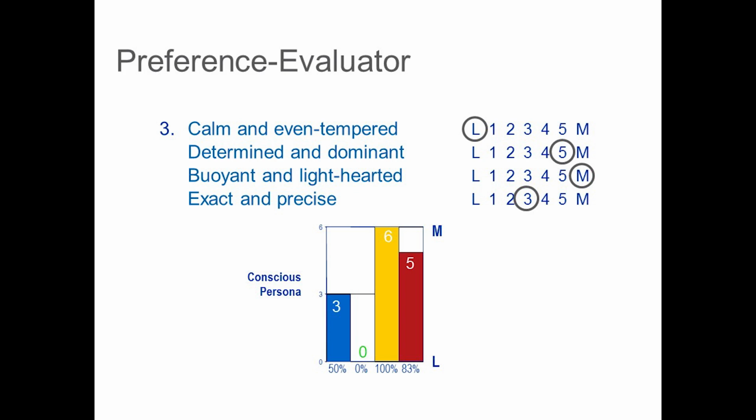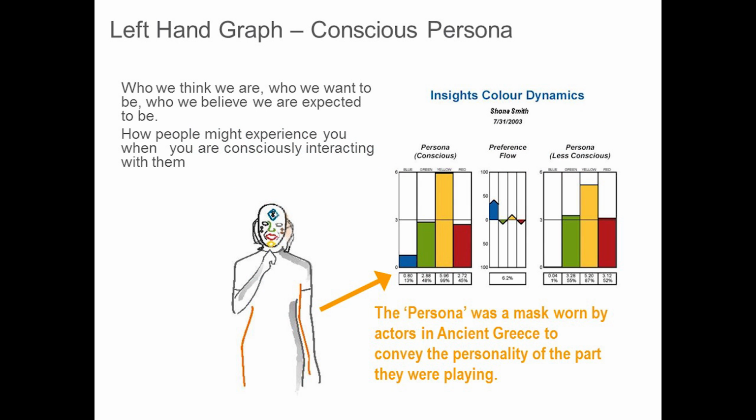Exact and precise represents cool blue energy, and because they rated it 3, you can see the 3 on the bar graph. And lastly, in every question, when a term or pair of words was rated L for lowest or least, in this case calm and even tempered, which represents earth green energy, you see a 0. What we did is take all 25 of your word pair answers and average them out to create for you what we call conscious persona, which, as you can see in this slide, is the graph on the left.